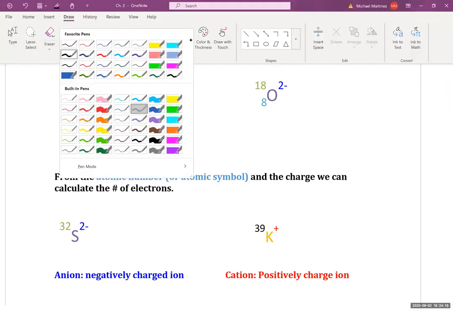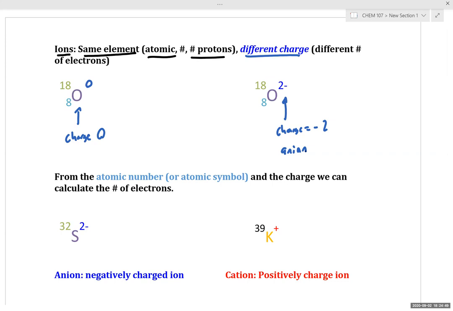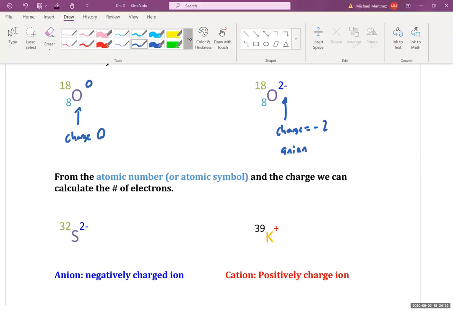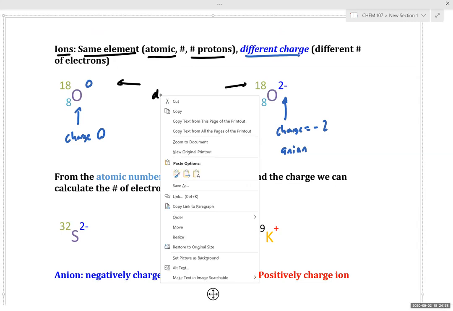but they have a different charge. So for example, as we can see here, we have a charge of 0 for the following oxygen atom. Note, we don't typically write the charge of 0, we just leave it as a blank space if the species has a charge of 0. Compared to, in this case, a charge of -2, where we have an anion. Now, ions, we have the same element, but as we can clearly see, our charge is different.